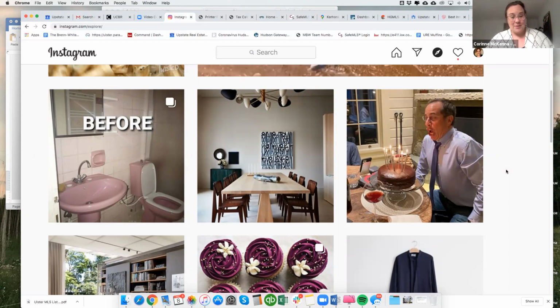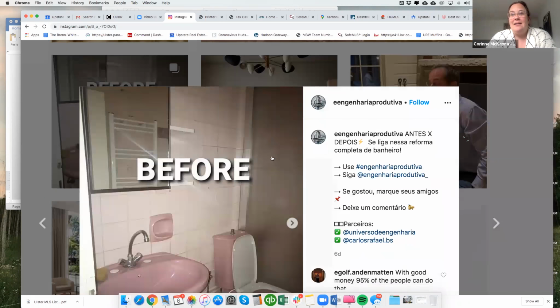What's this market like? It wants to complete it. So this before is pretty brilliant, right? Because what I can see here means this is a slideshow. There's another image behind it that's going to show me the after. Somebody wants to look at that. It's almost impossible not to click that. I need to see it.